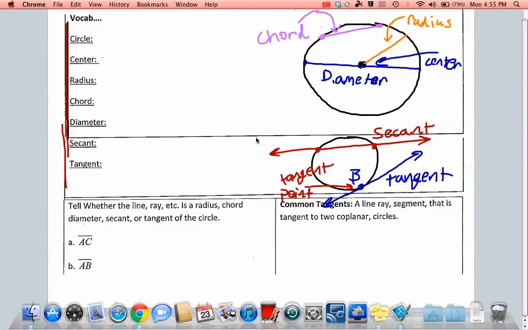I'll have to give you an example for these next boxes. So I'm going to pause the clip here and we'll do another video for the rest of the page.